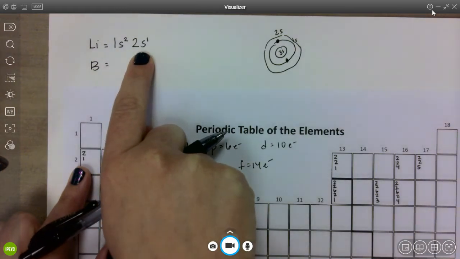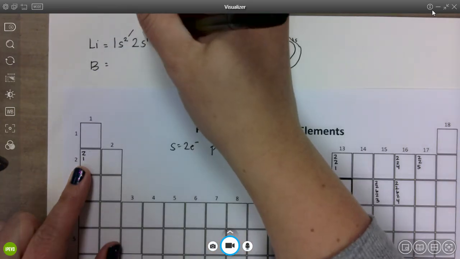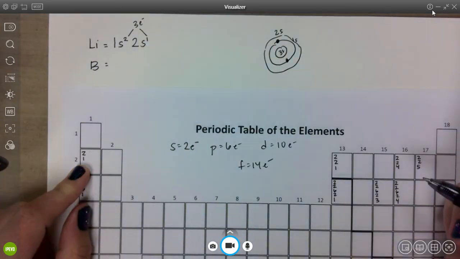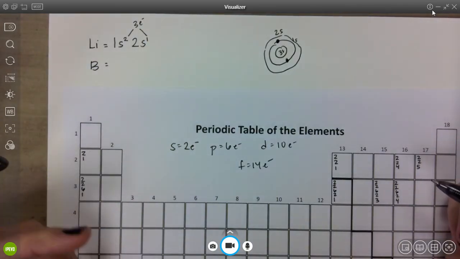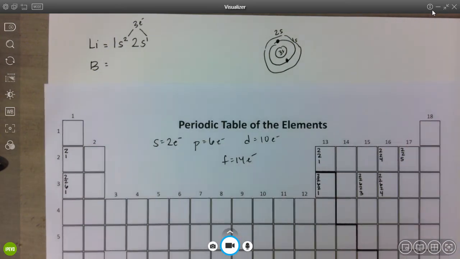Okay? A way to double check and make sure that you have this correct is to check all of the superscript values and add them up. And then we have 3 electrons total, and that is how many lithium has. So we're good to go. Okay. So we're going to try boron now.